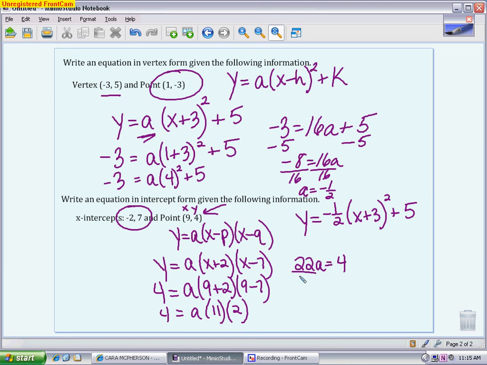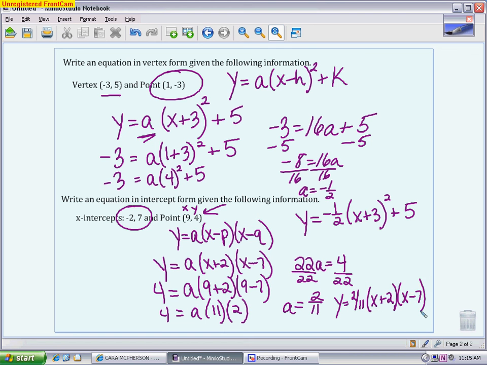Solve for a, I'm going to divide by 22. Again, I get a fraction, I don't get a whole number. I am going to reduce it. 4 22nds is the same as 2 11ths. So there is my a value. Final answer is just putting everything back together. So my final answer is writing my equation, y equals 2/11 (x plus 2)(x minus 7).